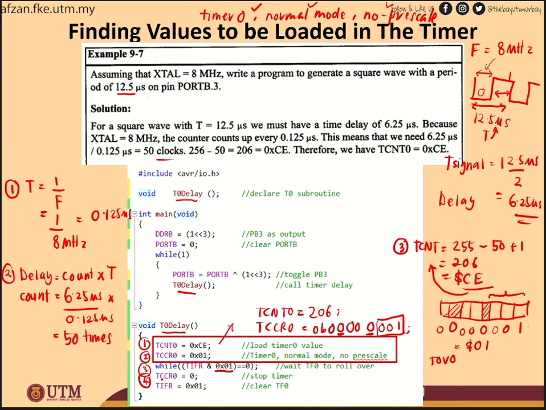How to stop your timer? By using TCCR0 equal to 0. Because to stop a timer, you need to make sure that these 3 bits here equal 0, 0, 0. So you're going to stop your timer.